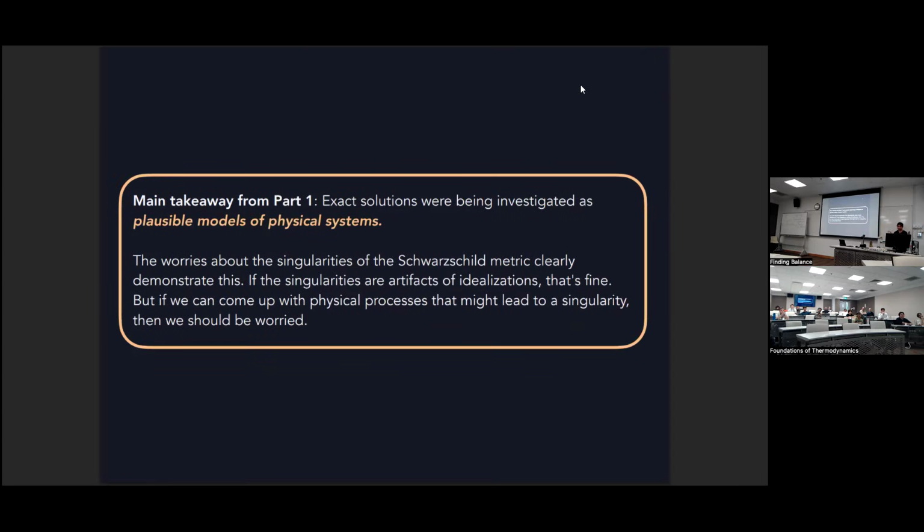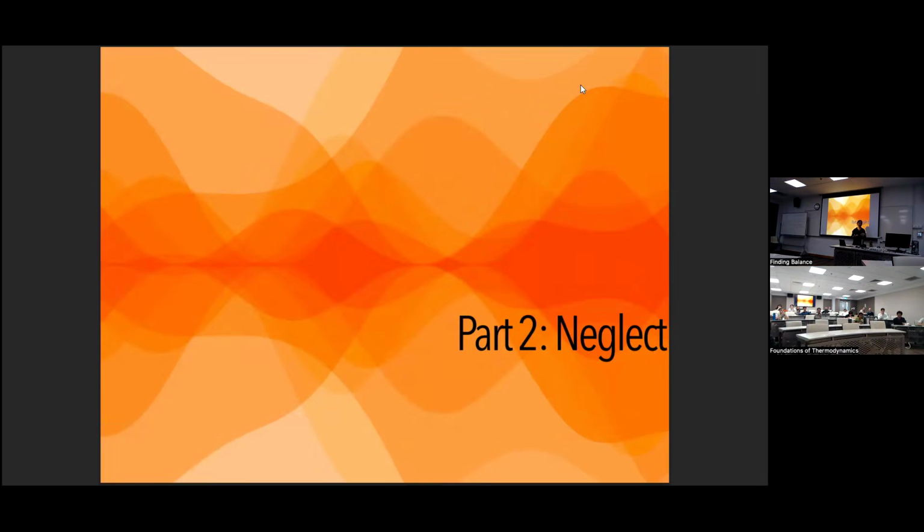Okay, so here's my main takeaway from this part. Exact solutions are being investigated as plausible models of physical systems. So the justification is that the worries about the singularity of the Schwarzschild metric demonstrate this. If you thought that they were just artifacts of the idealizations, that's fine. But if you come up with physical processes that are going to result in these kinds of singularities, then you should be worried about them. And the fact that they're worried about them means that they are thinking of these as not just artifacts of the idealizations, but as representing real systems or something like that. Okay, so now on to part 2.